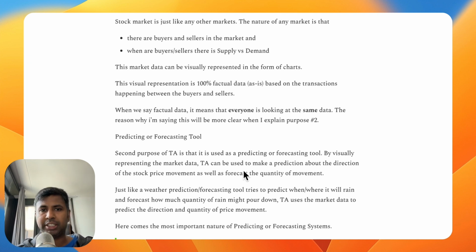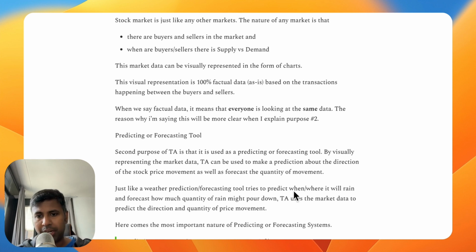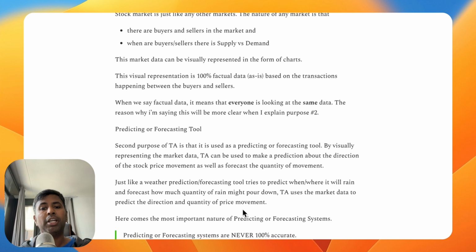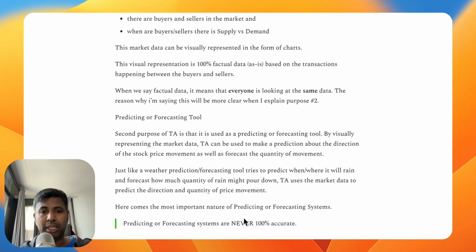It is like weather prediction systems, which try to predict when and where it will rain and forecast how much quantity of rain might pour down. Technical analysis uses the past data to predict the direction and quantity of the price movement. So it is used to predict the direction and quantity of price movement. And here is the most important takeaway of purpose number 2: prediction or forecasting systems are never 100% accurate. There will always be an element of error in the direction.